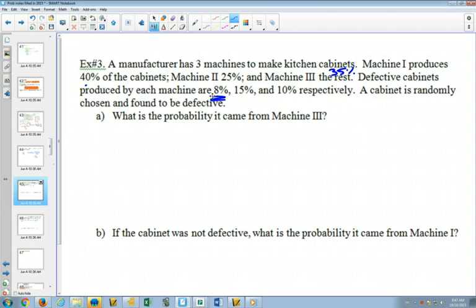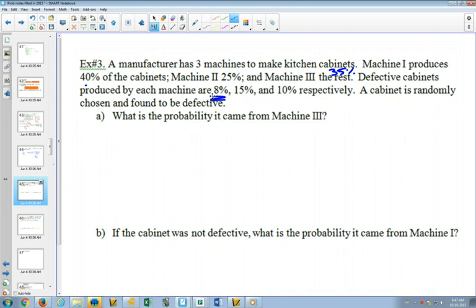You take a cabinet and you find out that it's defective. So we're given something: it's randomly chosen and it's found to be defective. What are the chances it comes from machine 3?